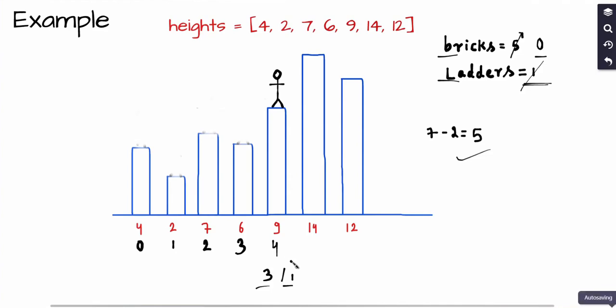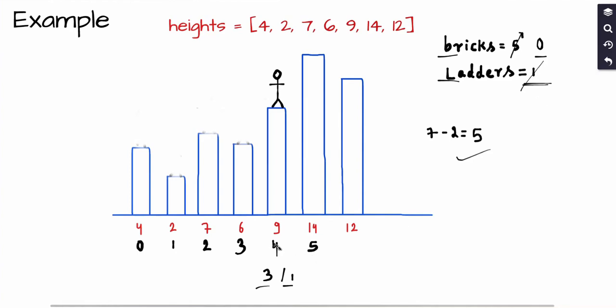Here I'm standing on building number 4 and at this point I do not have bricks or ladders. Can I jump to building number 5? And the answer is no, because it requires 14 minus 9, which is 5 bricks or 1 ladder. We do not have bricks or ladders here.